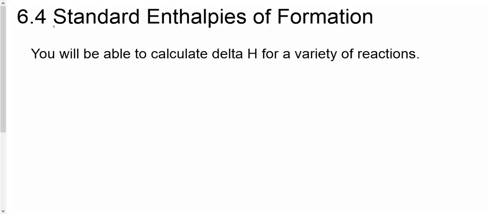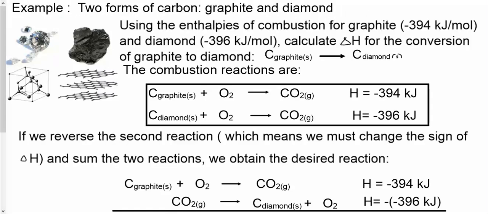Okay, we've already learned how to use Hess's law to calculate delta H, or enthalpy change, for reactions. Now I'm going to show you a second way, and that's using enthalpies of formation. When we're finished with this lesson, you'll be able to calculate delta H for a variety of reactions in two different ways. First, we'll start with an example.